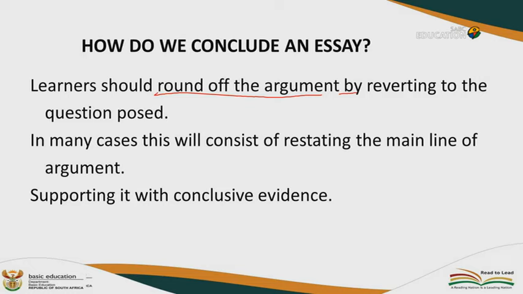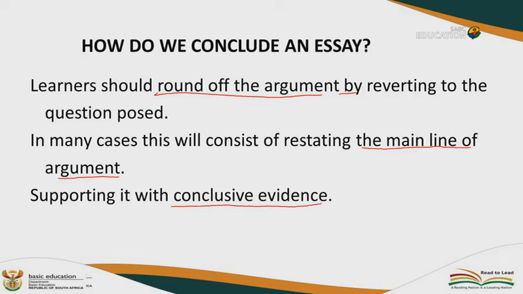Right. How do you do that? In many cases, this will consist of restarting the main line of argument. You restart your main line. Remember what your main line is? Your main line was to explain various forms of international response that led to the fall of apartheid in the 1980s. Now, you revert back, which means you go back to your argument to show that you are now closing off, right, with conclusive evidence.